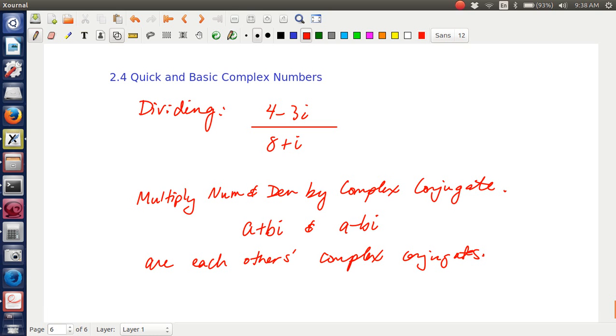Okay, so how do we do this? I'm going to try this, multiply top and bottom by the complex conjugate, and then you have to use the same technique we used in the last example. We have to do FOIL. So F is 32, O is minus 4i, inner 24i, and then plus 3i squared.